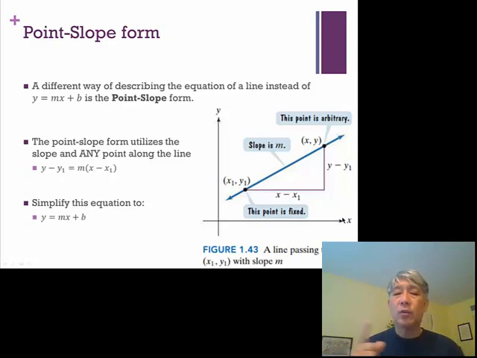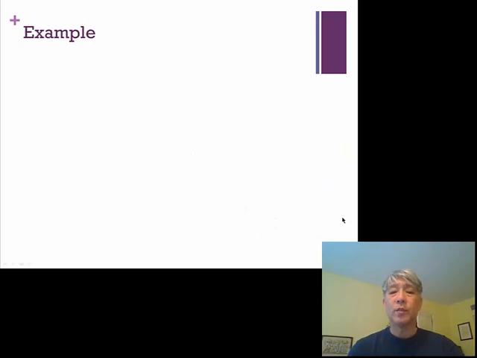Okay, so you see that there's only one point here. It's x1 and y1. There's no x2, y2. But I also have the slope in this case, m. And this equation, y minus y1 equals m times x minus x1, can be simplified back to y equals mx plus b. Okay, let's see how this works in practice.